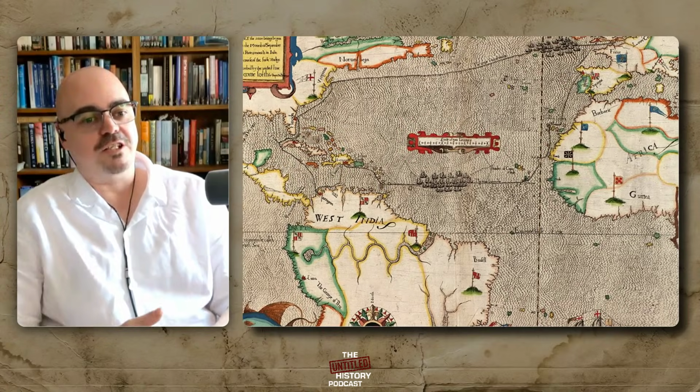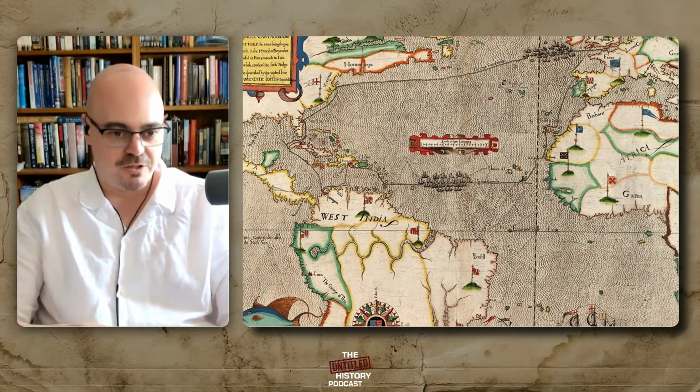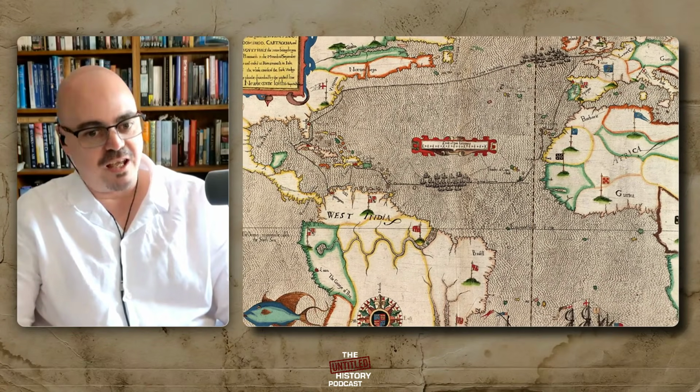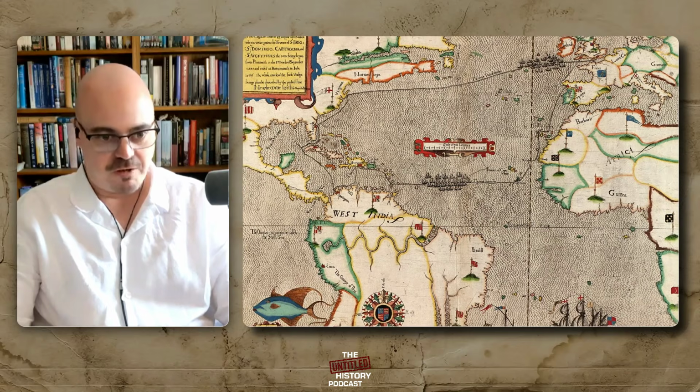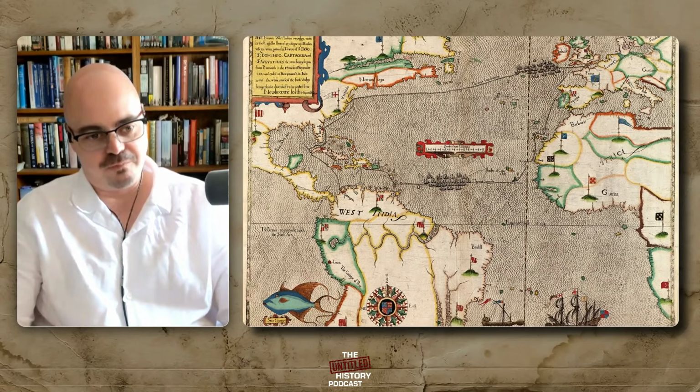We often look at the exploration and colonization of the Americas as a one-way process. Today, we're going to explore the influence of the Americas on Tudor England and beyond.